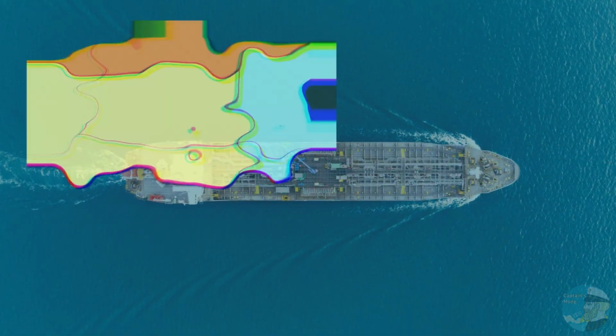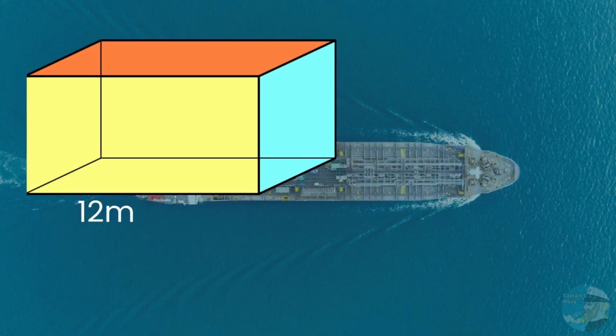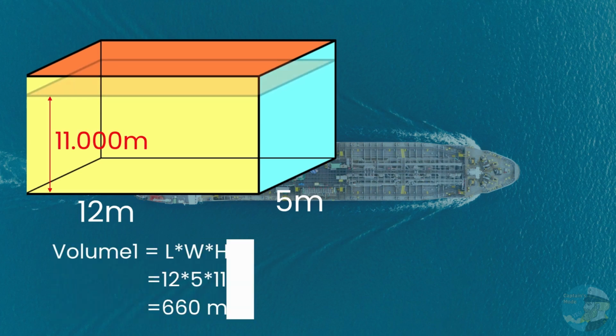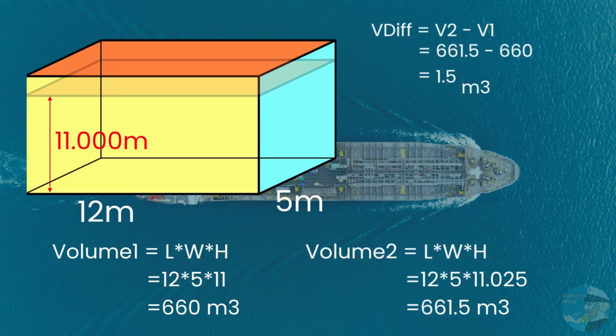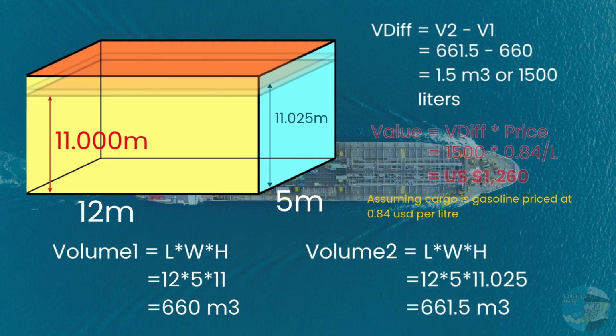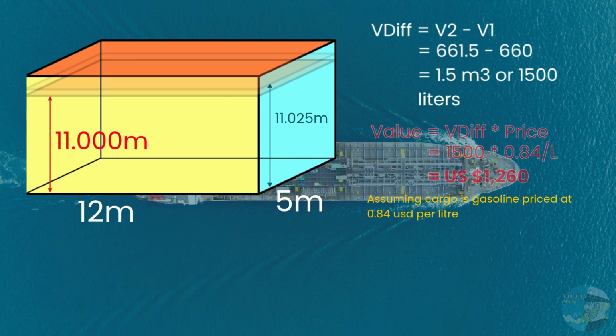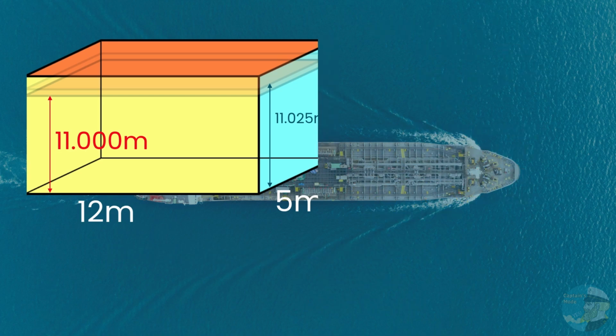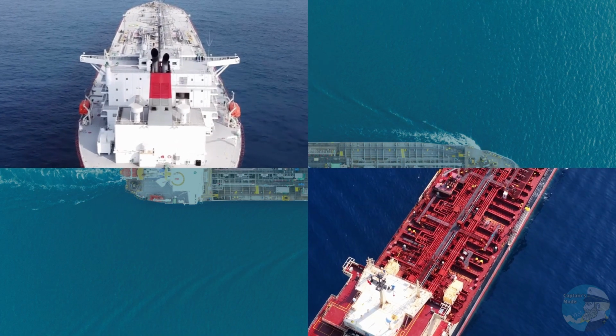For example, a tank measuring 12 meters in length and 5 meters in width with a sounding of 11.00 meters will create a difference of 1.5 cubic meters, 1,500 liters, or about US $1,260 if the sounding changes slightly to 11.025 meters. If you have 12 tanks, that's already around US $15,120. This is just on small vessels. Imagine the scale on much larger ships like LR tankers or VLCCs.